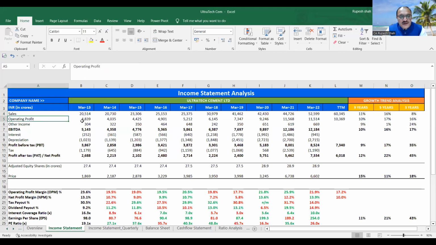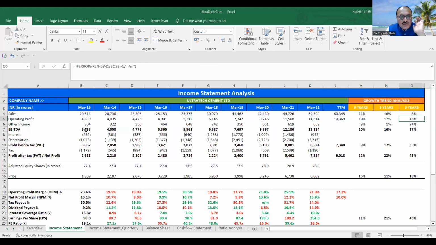Then operating profit, right? From 4,800 to say 11,000. And you see the growth. Long-term growth, 10 years, 17, 16. So 9-year growth is not impressive, but 5 year and 3 year is impressive. It is above 15%. That is a good sign.